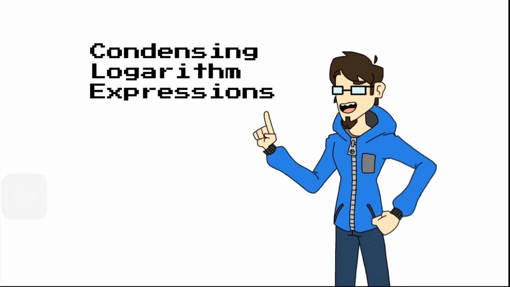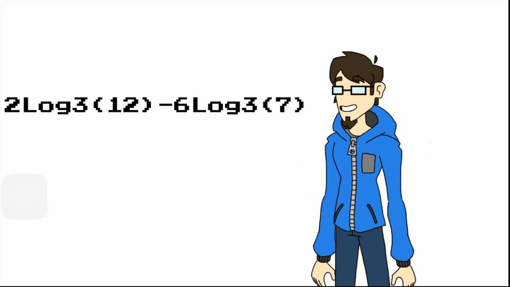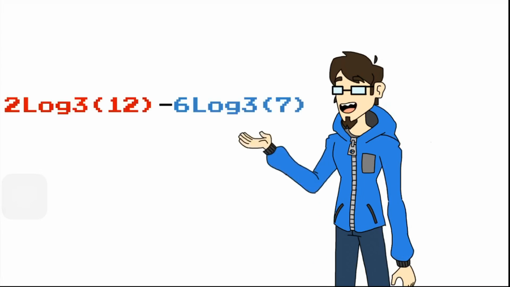To start things off, we need our equation, that being 2 log 3 times 12 minus 6 log 3 times 7. Obviously, with this one, the two expressions we want to bring together are 2 log 3 times 12 and 6 log 3 times 7. With that in mind, we can start with the first problem at hand.